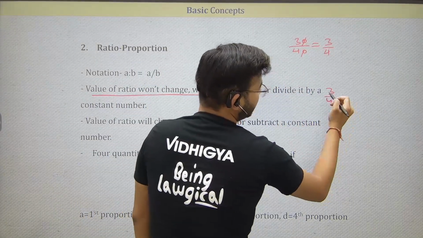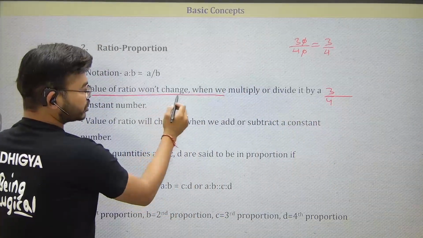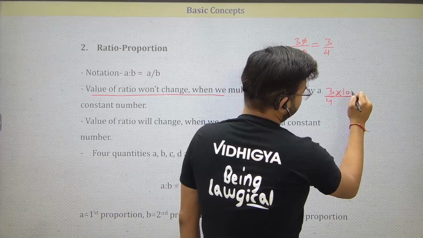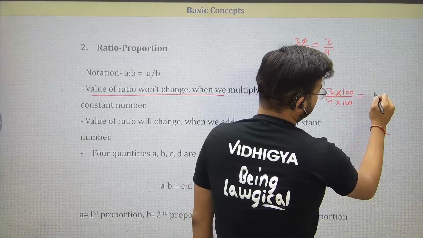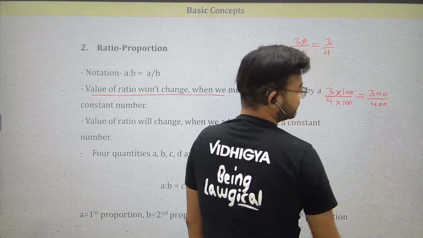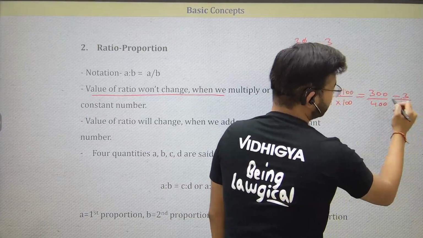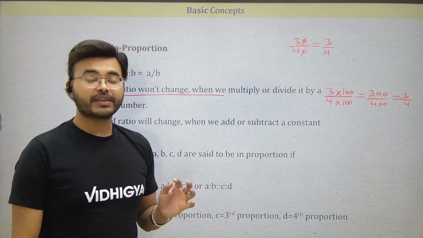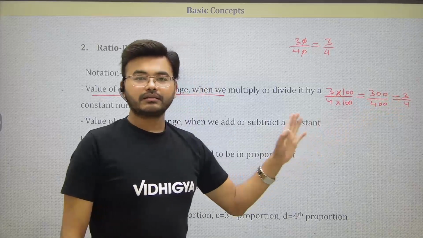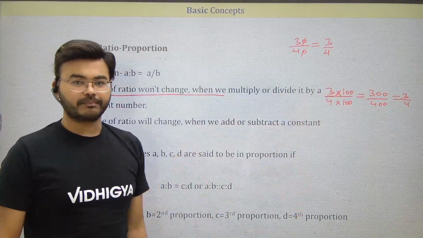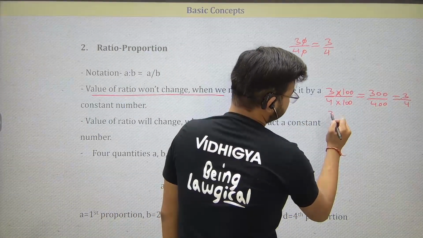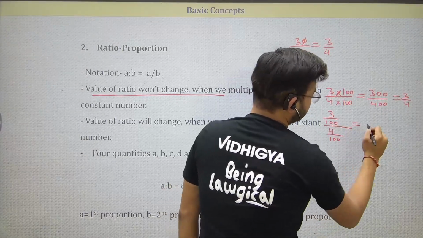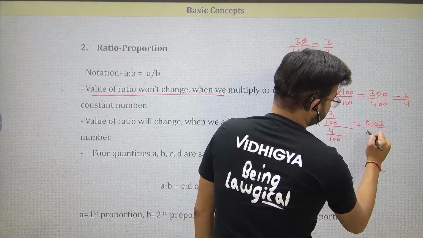So 3/4, according to the statement, a ratio should not change when we multiply or divide it by a constant number. Let's say I multiply this by 100. So I'll have to multiply this also by 100. So it will become 300/400. Again, it will get reduced down to 3/4 only. Hence, the value of the ratio will not change. That is, it will not change even if we multiply any constant number in both numerator and denominator. Similarly, even if we divide, let's say we divide 3 by 100 and we divide 4 by 100, this will basically become 0.03, and this will become 0.04.